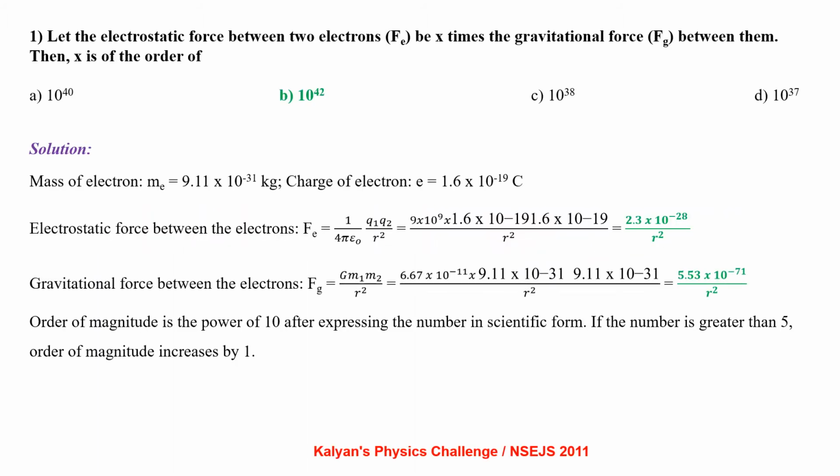Let the electrostatic force between two electrons Fe be x times the gravitational force Fg between them. Then x is of the order of? Mass of the electron is 9.11 into 10 power minus 31 kg, charge on the electron is 1.6 into 10 power minus 19 coulomb. Electrostatic force between the electrons is 1 by 4 pi epsilon naught q1 q2 by r square. By substituting the values we get it as 2.3 into 10 power minus 28 by r square. Gravitational force between the electrons is G times m1 m2 by r square. By putting the values we get it to be 5.53 into 10 power minus 71 by r square. By taking the ratio we get the order of magnitude to be 10 power 42.